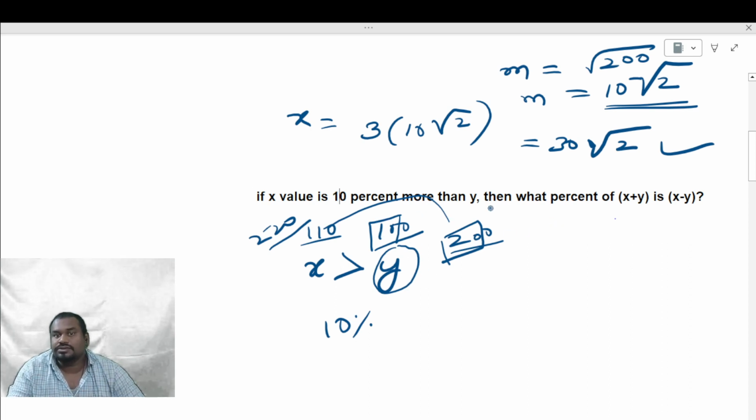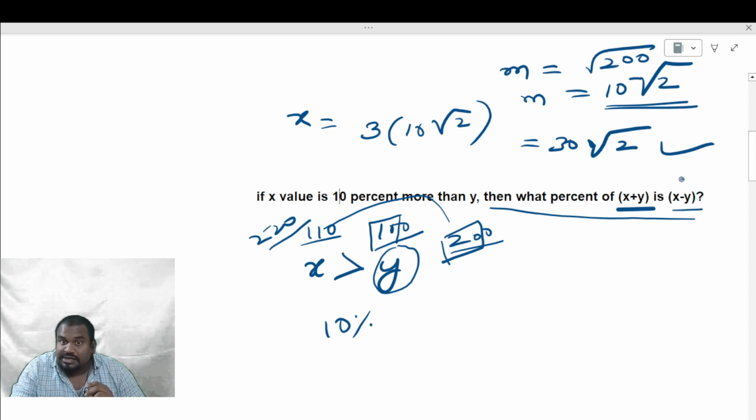Now then you come here. What percent of x plus y is x minus y? He's asking about the x minus y value. Suppose this is 5 and that is 3, then what percent of x plus y is x minus y means in 5, the value of 3 is asked as a percentage. So it means 3 by 5 into 100, that is, in 5, what is the percentage value of 3?